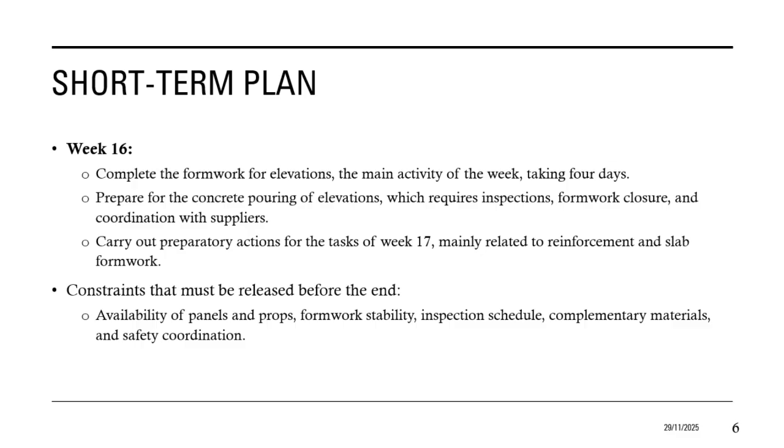For week 16, the short-term plan focuses on verifying that all constraints associated with the current stage are released. The primary commitments include completing the active formwork phase and performing all preparatory actions required for the upcoming concrete pour. Alongside this, the team must resolve pending restrictions linked to reinforcement and installations planned for the following week. Success during this week depends on the team's ability to clear these constraints early, confirming material arrival, finalizing layout checks, securing inspection time slots, and validating equipment readiness.